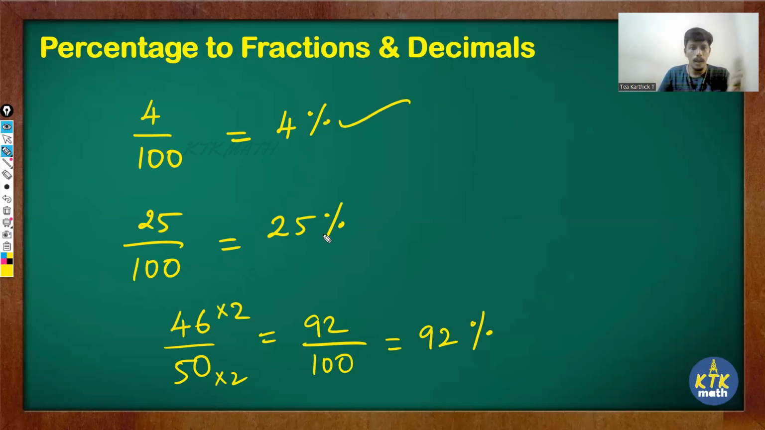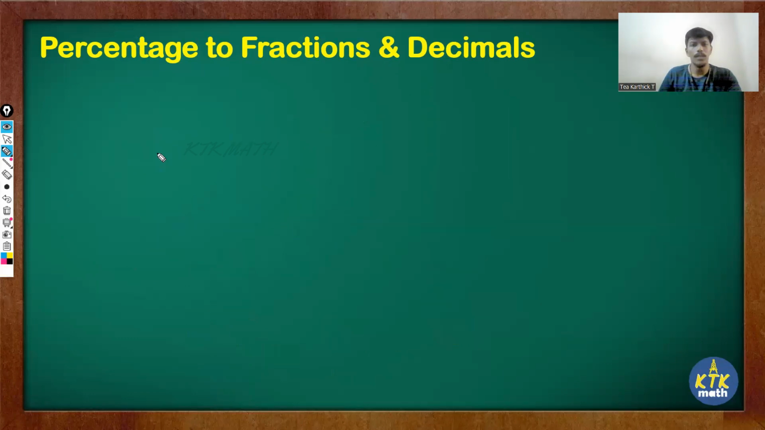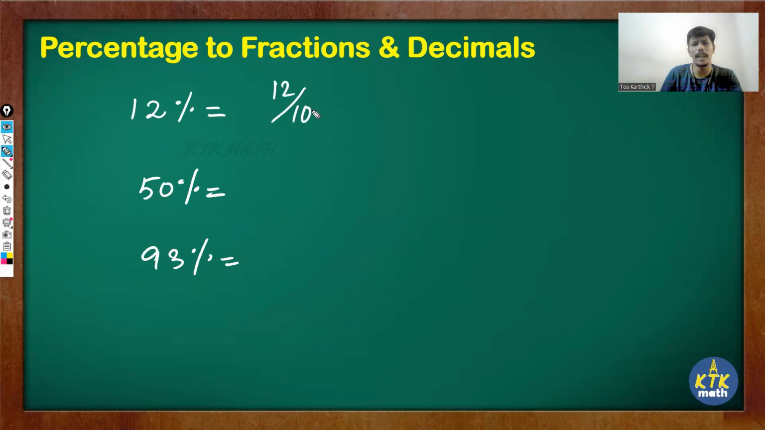Is that clear? What I gave you here is all these denominators are 100. When the denominator is not 100, you try to change it. There are cases where the denominator will be a different number which cannot be converted to 100, and in that case you need to change it into 100 only. Next I will give you how to convert percentage into fractions. Like if you have 12 percentage, or 50 percentage, or 93 percentage, very simple, just write them with denominator 100.